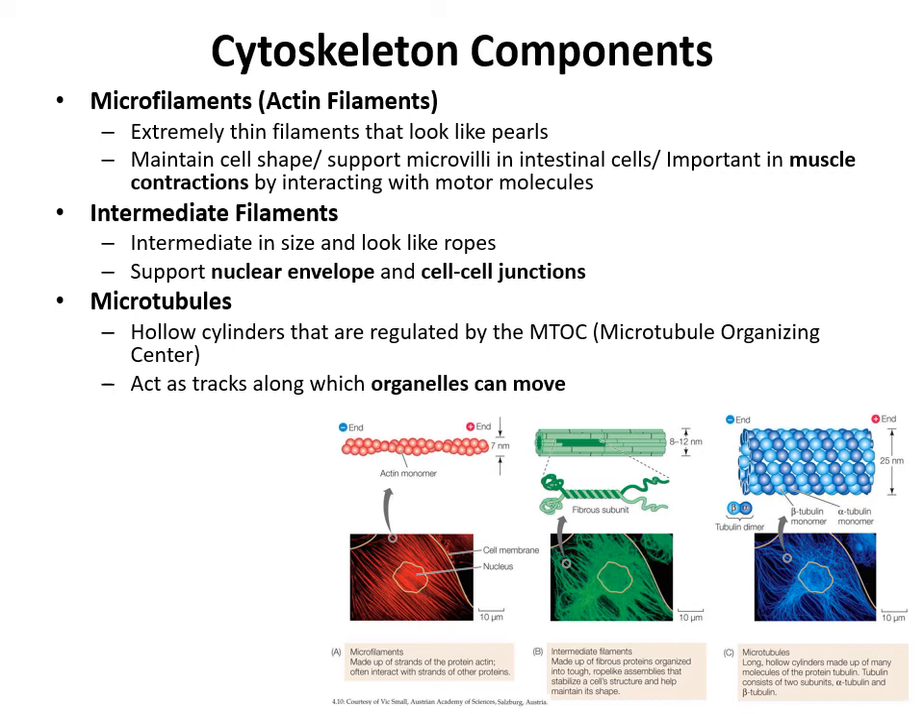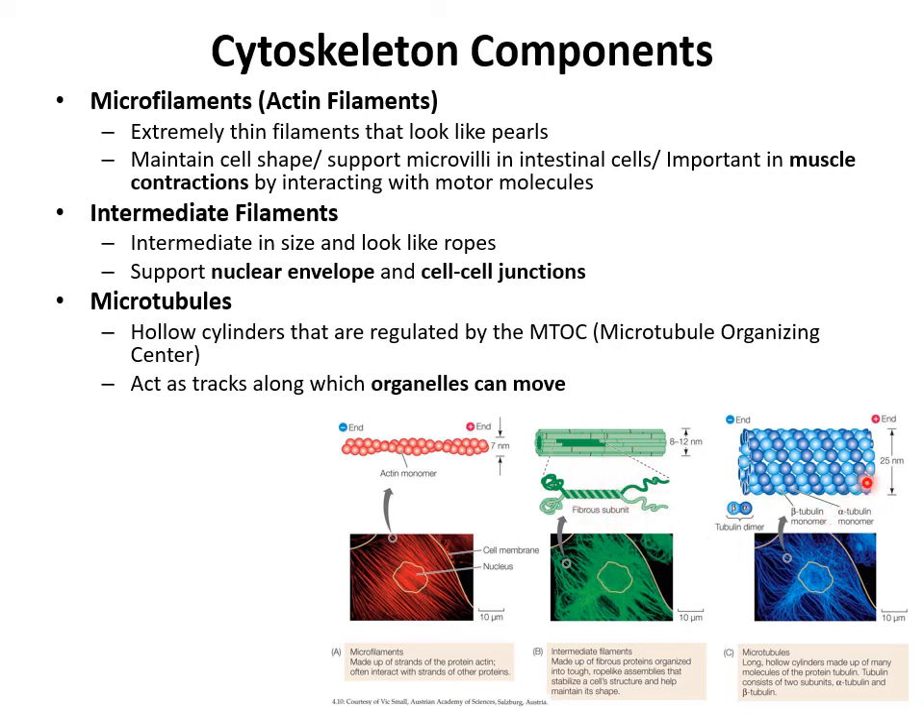Actin is represented here as thin filaments that will be involved in muscle contraction. Intermediate filaments are now getting a little thicker, and these will help with the nuclear envelope and what's called cell-to-cell junctions, which are basically, think of knitting together or tying together cells. So they help with the attachment to other cells.